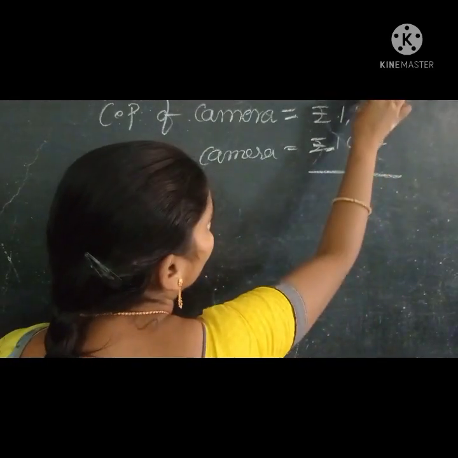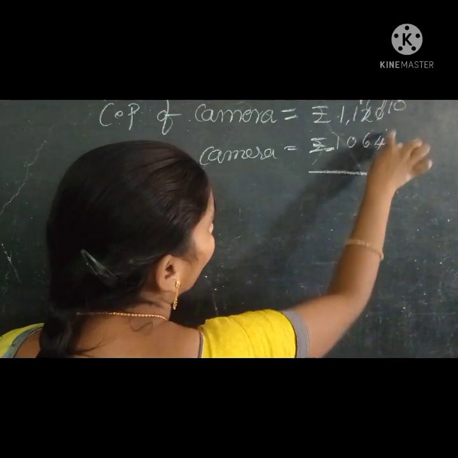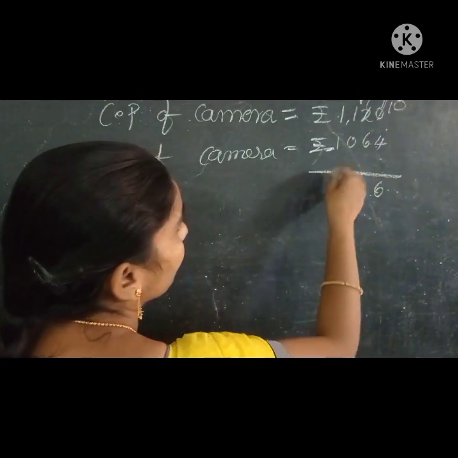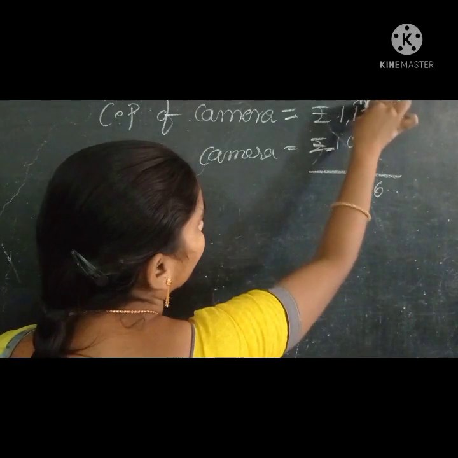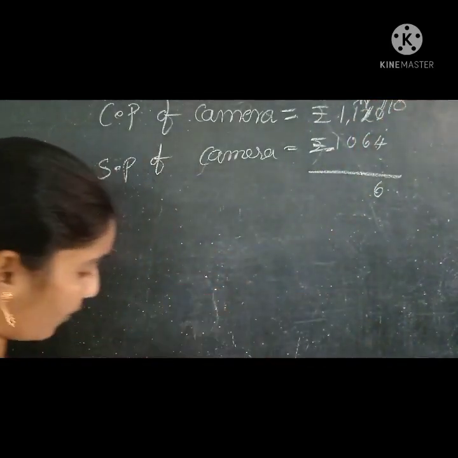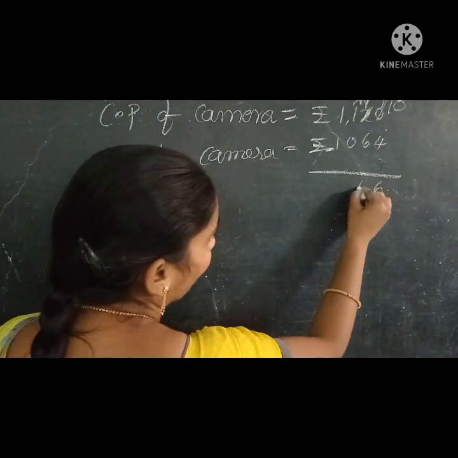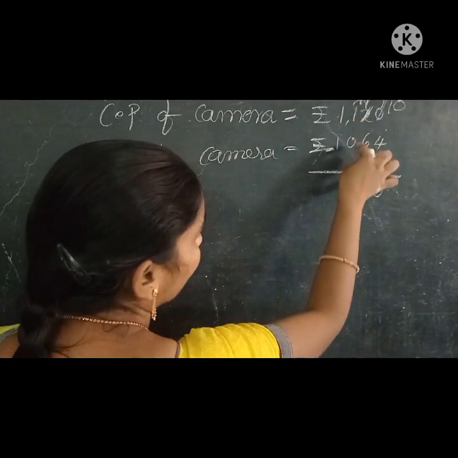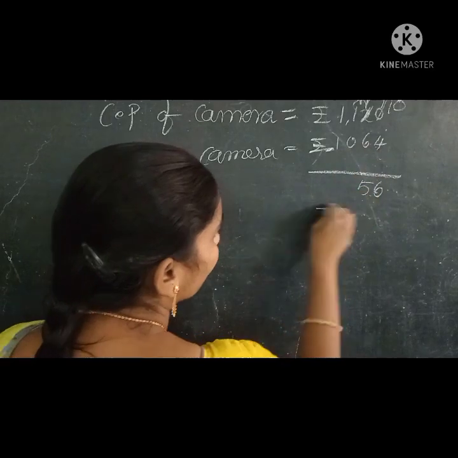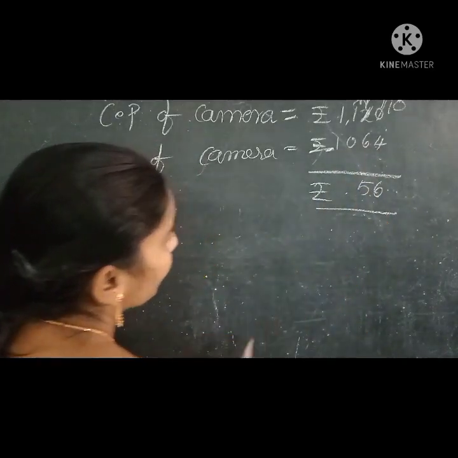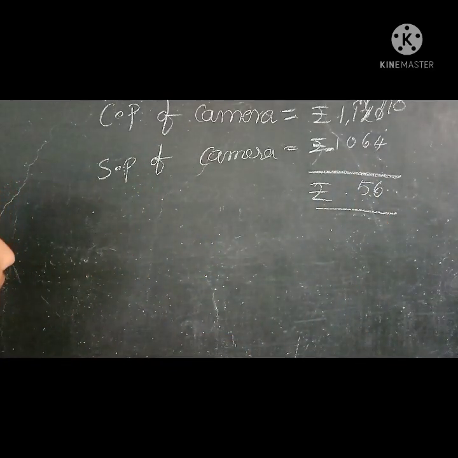10 minus 4, 6. Okay now, again take the borrow, 11, 11 minus 6 is equal to how much? 11 minus 6 is equal to 5. 0 minus 0, 0, 1 minus 1, 0. So how much rupees? 56 rupees of loss.